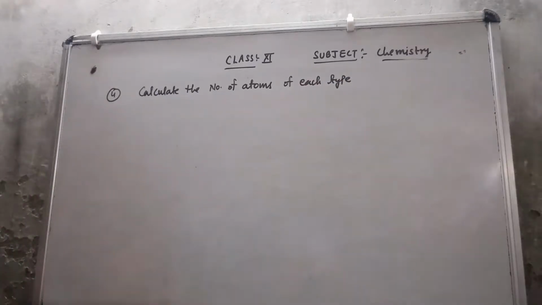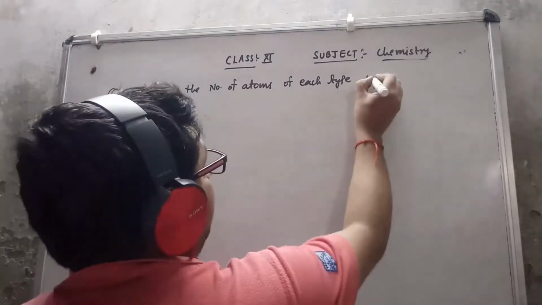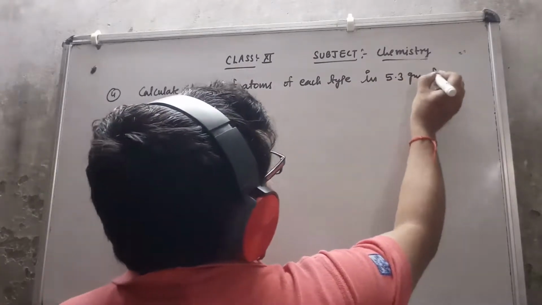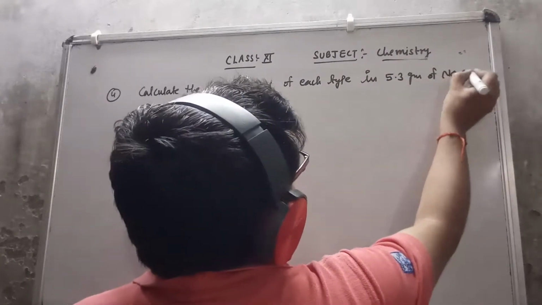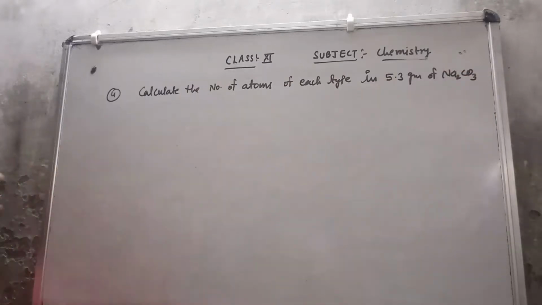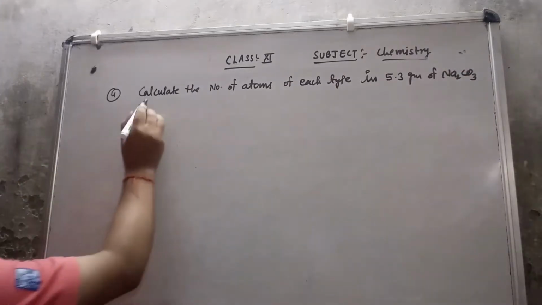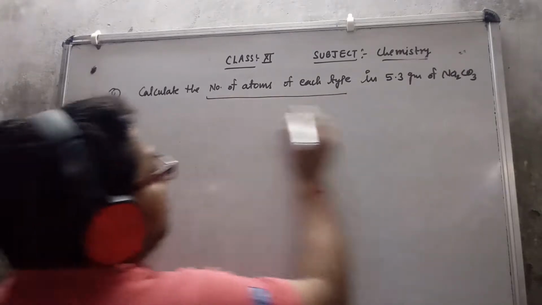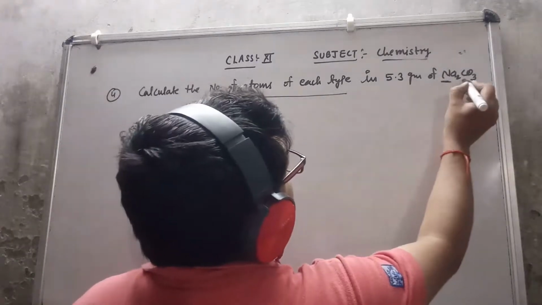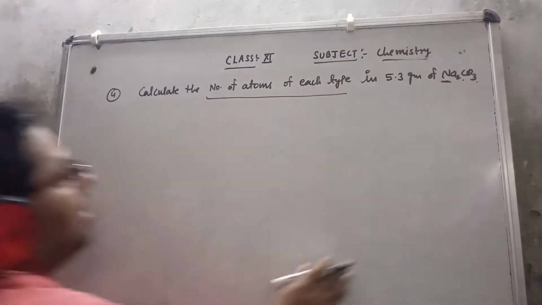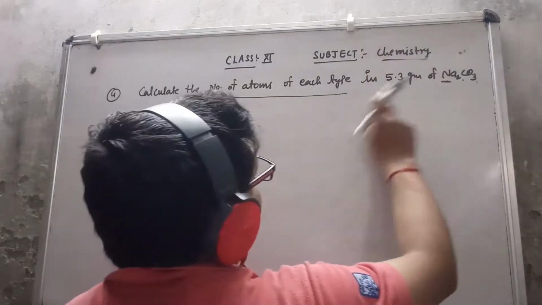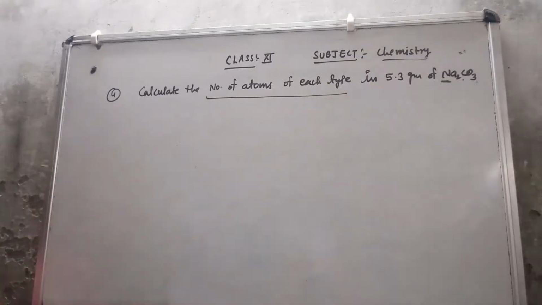Each type in 5.3 gram of Na2CO3. This is sodium carbonate. That means I want to find out the number of atoms of each type. Each type meaning sodium is available here, carbon is available here, oxygen is available here. So I want to find out the number of sodium, carbon, oxygen atoms in 5.3 gram of sodium carbonate.